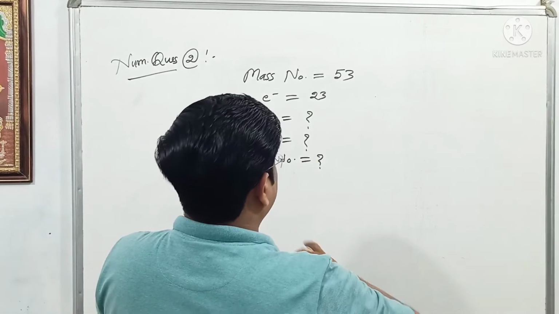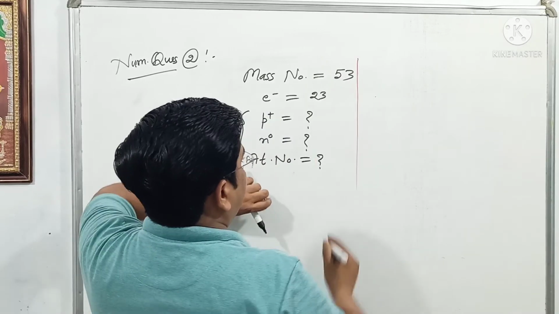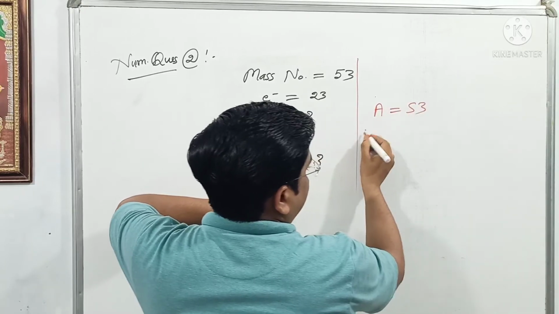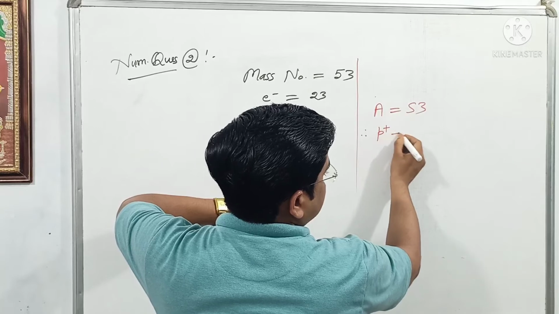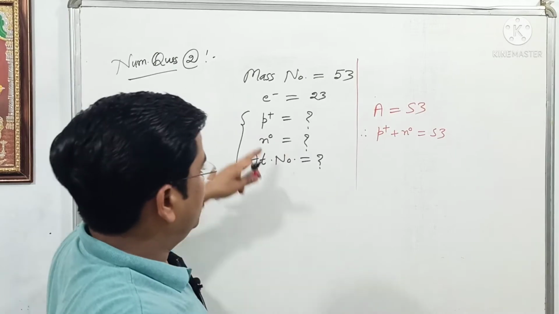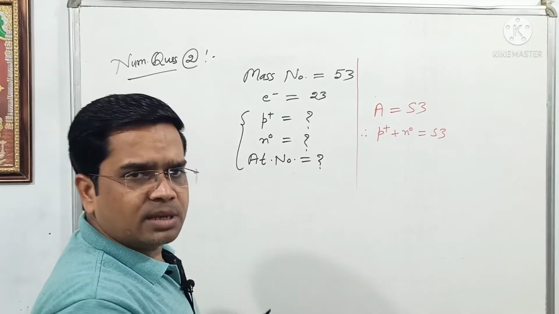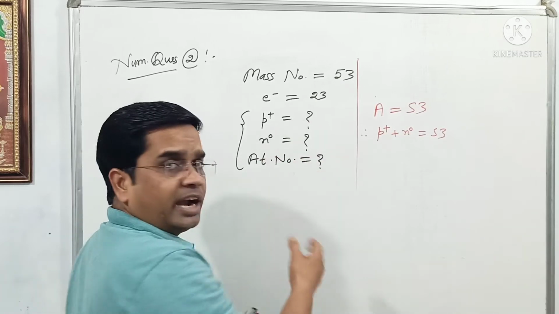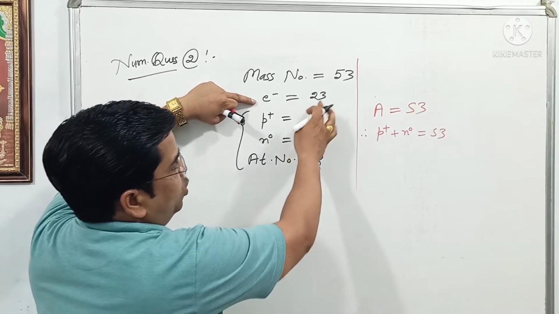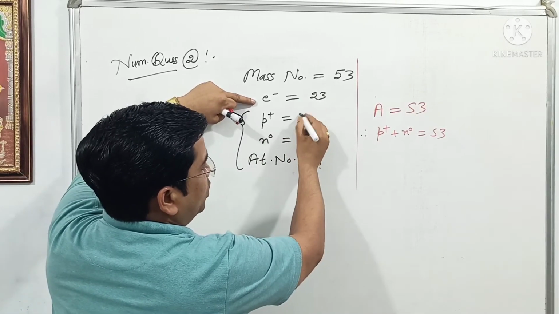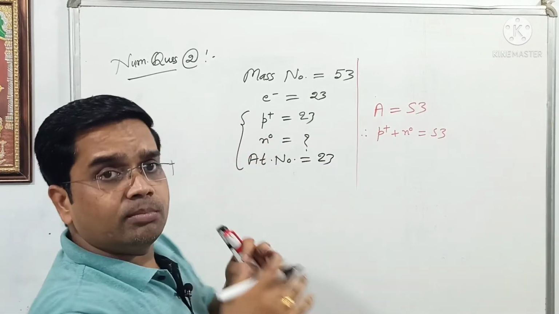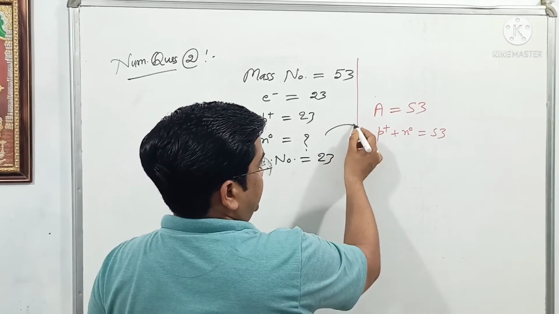Then friends, you know very well that mass number, that is A, is equal to 53. A means this will be equal to number of protons plus number of neutrons, equal to 53. And protons number is not known, neutron number is not known. That's why this will be somewhat problematic. Then you should not attempt this one at first. At first you have to find out this: electrons number is 23. That's why protons number will be 23. And atomic number will also be 23. Now this is the problem for neutron. That's why we will attempt this one.